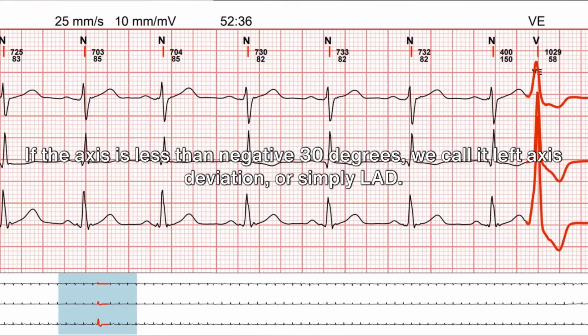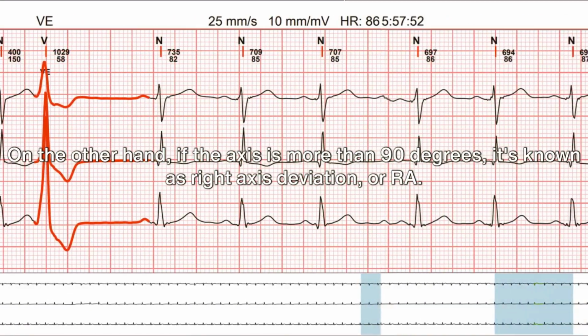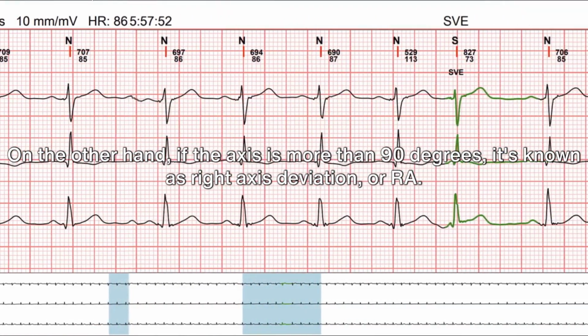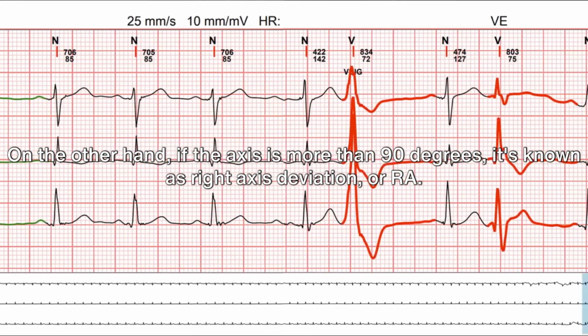If the axis is less than -30 degrees, we call it left axis deviation, or simply LAD. On the other hand, if the axis is more than 90 degrees, it's known as right axis deviation, or RAD.